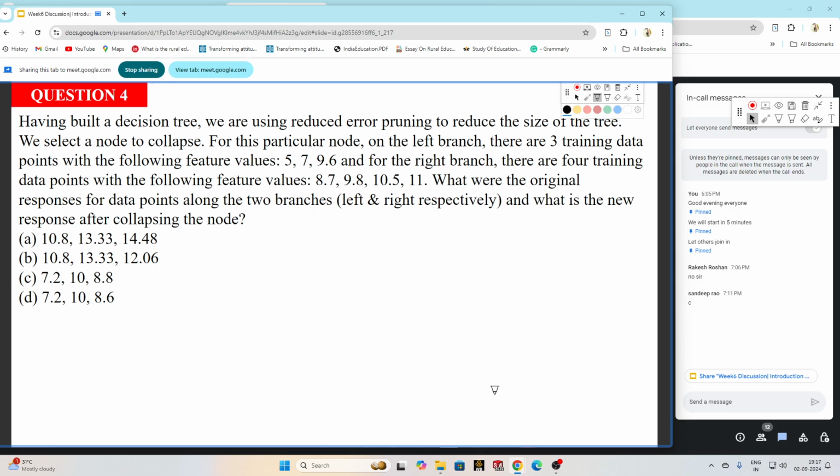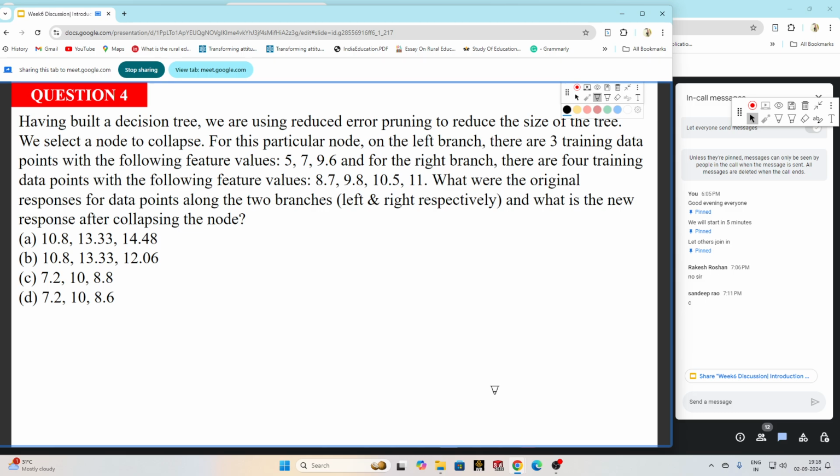It seems a big question, but we will read it and understand it step by step. Having built a decision tree, we are using reduced error pruning to reduce the size of the tree. That means we have several nodes, and one node was earlier splitting, but now we have to cut that split. That is why it is known as pruning. Pruning means removing the branches of a particular node.